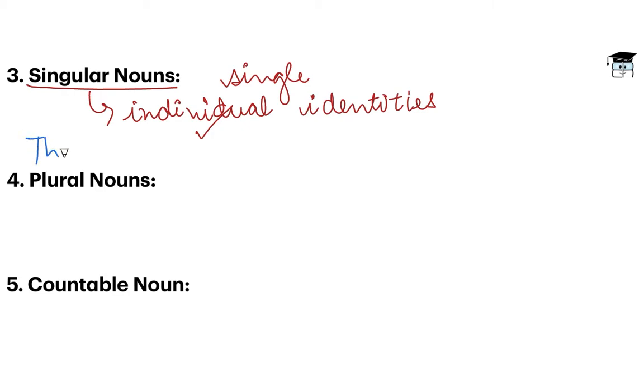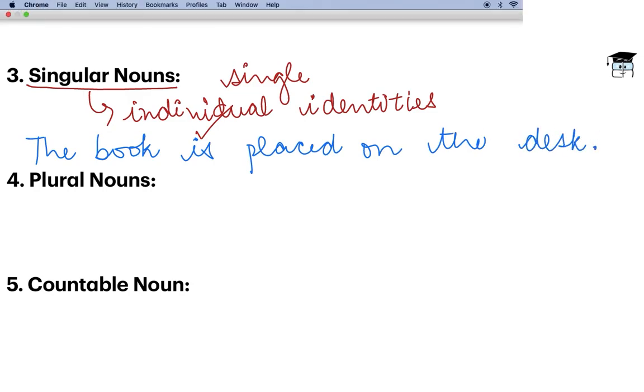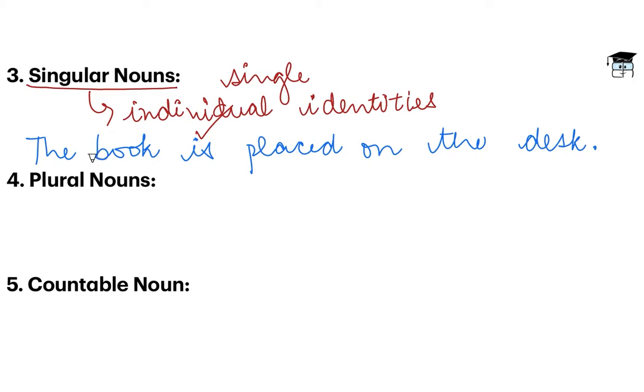Now, the book is placed on the desk. Now, in this statement, if we look carefully, the word book and desk are individual identities. Right? So that means that these nouns are singular nouns. Right? Now, to the opposite of that are plural nouns.